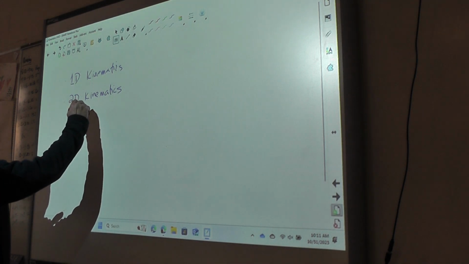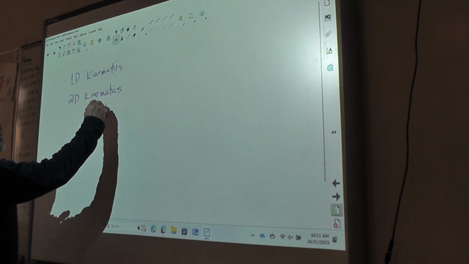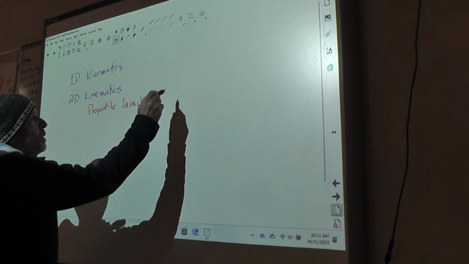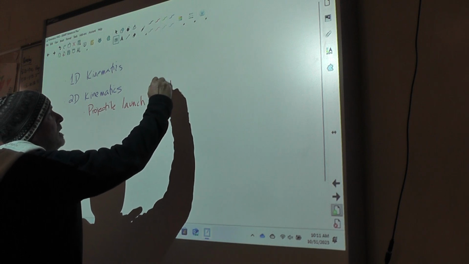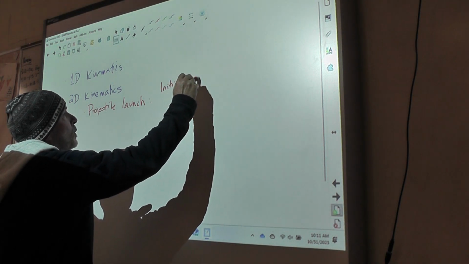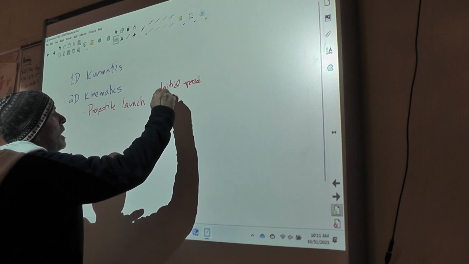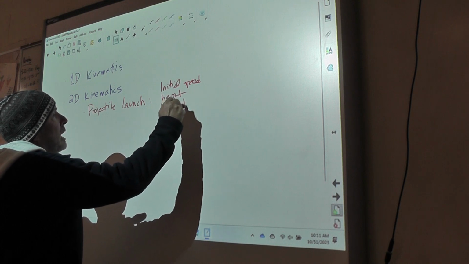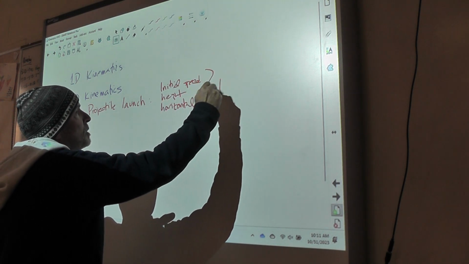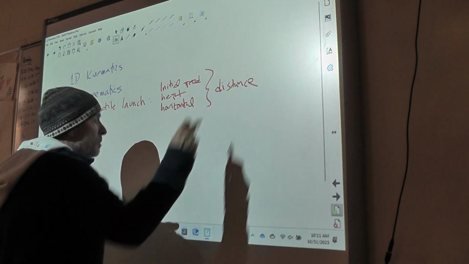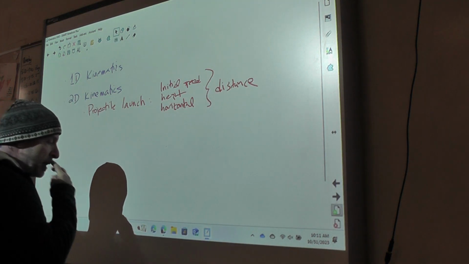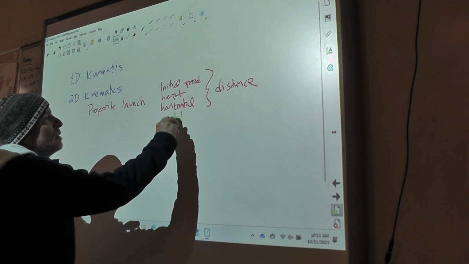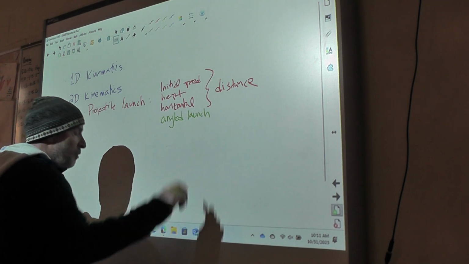The first level is the simplest kind of two-dimensional kinematic problem, which is a projectile launch, where we know the initial speed, we know the height above the ground, and we know that it's a perfectly horizontal launch, and we use that information to predict how far the projectile will go. And then we added to that an angled launch. That's what we've done so far.